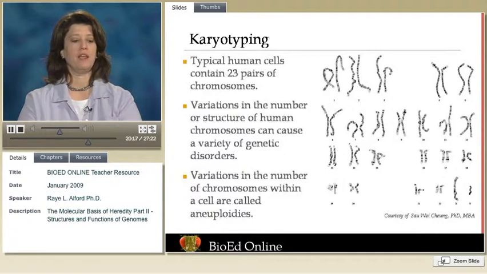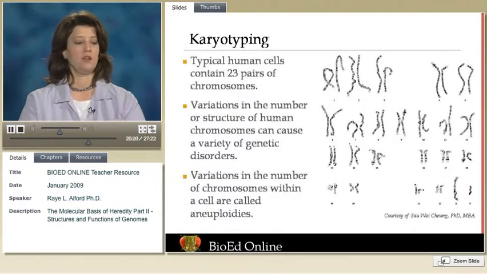Karyotyping is a laboratory technique that allows microscopic visualization of the number and gross structure of the chromosomes within a cell. The image in the slide shows the karyotype from a normal human male. Note 1 X and 1 Y chromosome. This karyotype would be abbreviated 46,XY: 46 for the number of chromosomes, XY for the sex chromosome makeup. If this karyotype were from a normal female, there would be 2 X chromosomes and no Y chromosome. A normal female karyotype would be designated 46,XX.